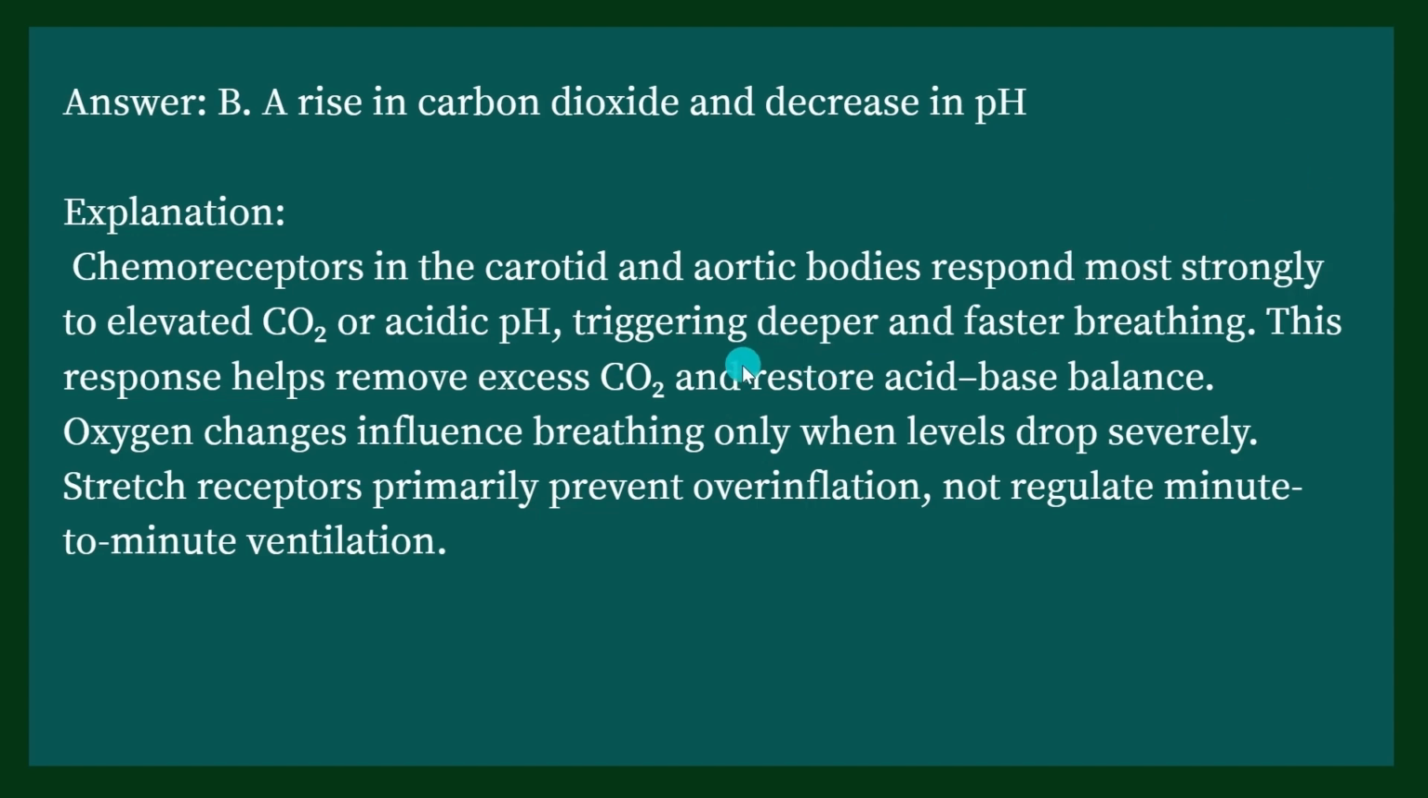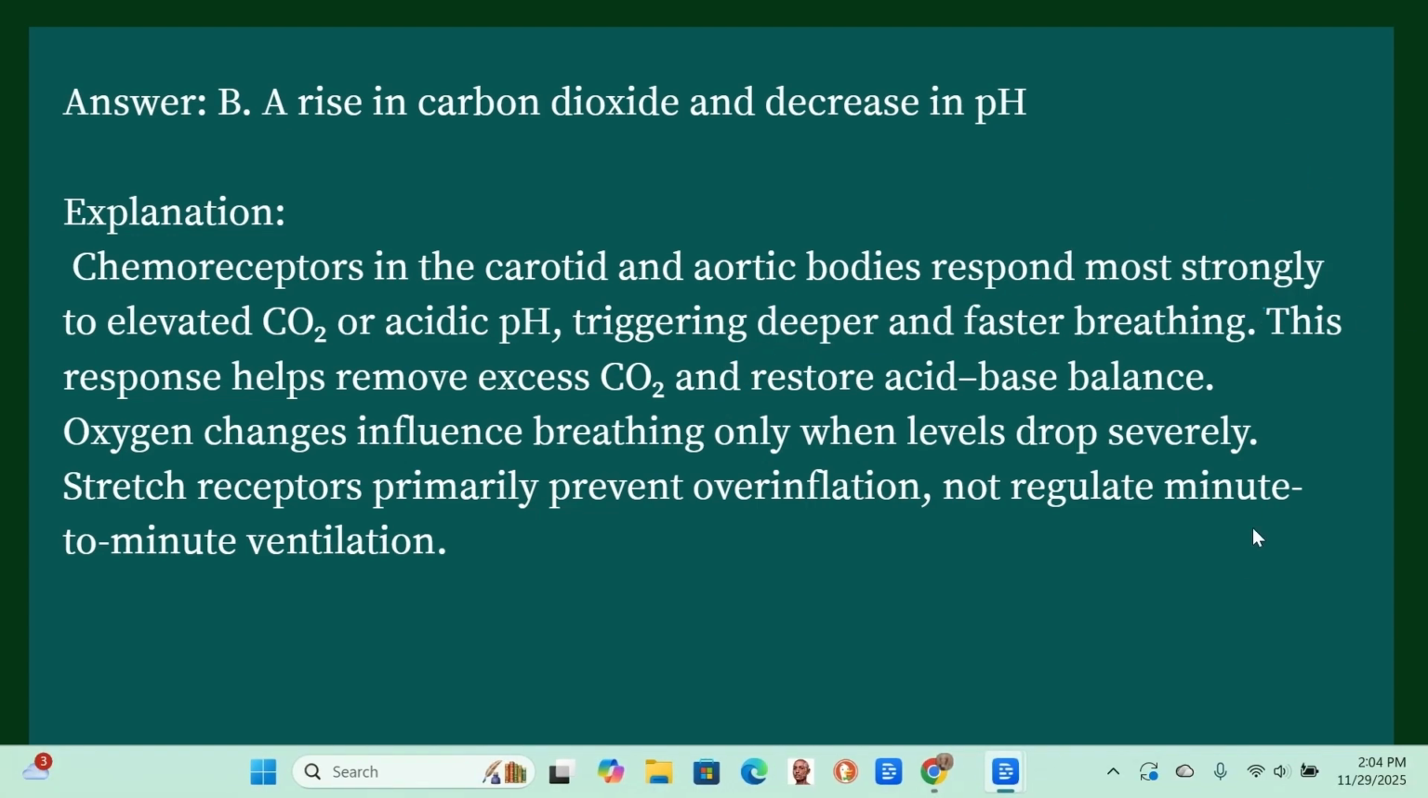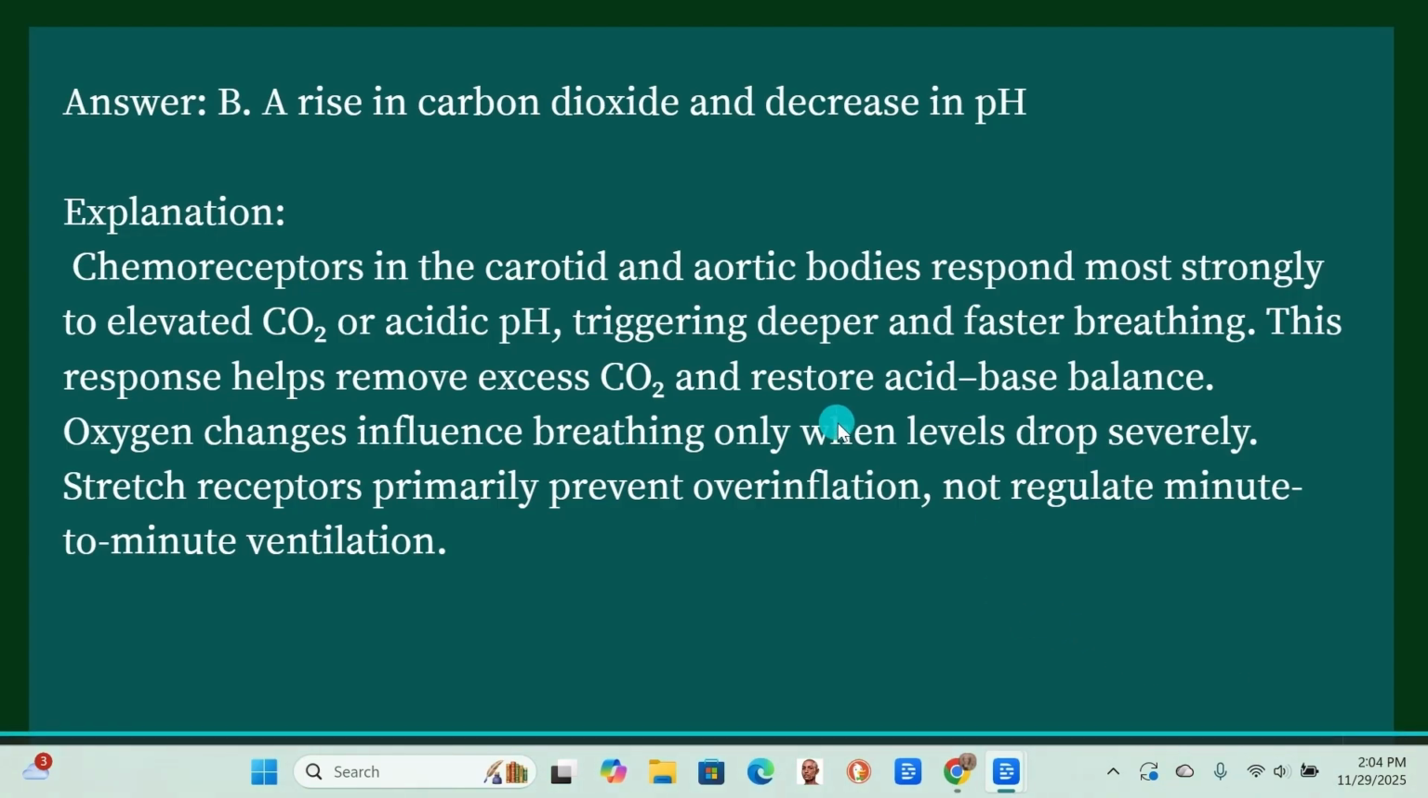And I'm going to read this explanation. Chemoreceptors in the carotid and aortic arteries respond most strongly to elevated carbon dioxide or acidic pH, triggering deeper and faster breathing. This response helps remove excess carbon dioxide and restore acid-base balance. Oxygen changes influence breathing only when levels drop severely. Stretch receptors primarily prevent overinflation, not regulate minute-to-minute ventilation.